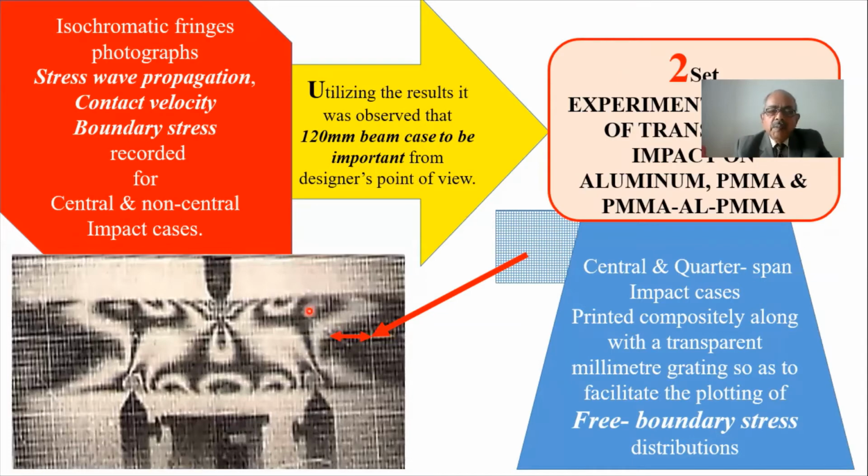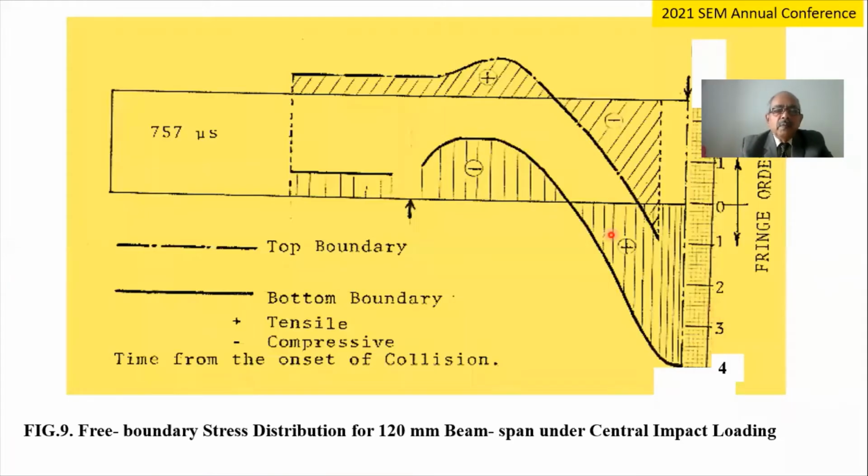The millimeter grating that is being used over the photographic paper was clearly showing the location of the different values of the fringe at the boundary stresses, and the distribution of the stress can be plotted very clearly. That is known as free boundary stresses, both for central and quarter span impact position. This is the result of a particular time, 757 microsecond phenomenon.